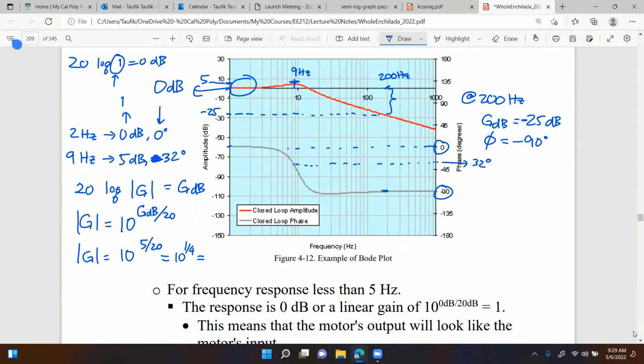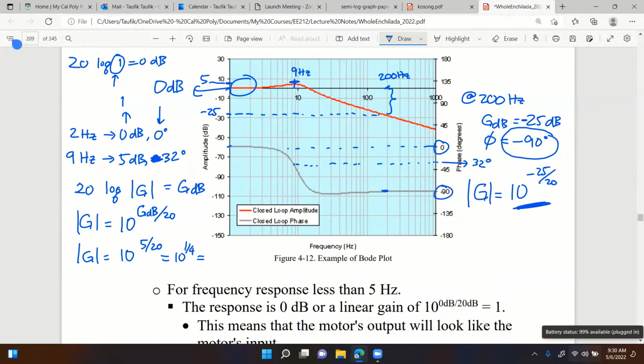What is the fraction? Well, again, you go back from dB to the linear gain. So the linear gain would be 10 to the power of minus 25 over 20. That's the fractional gain that you get at 200 hertz. So you put in 1 volt, and you're getting out less than 1 volt. How much less? That much less, right there. And then it's going to be lagging by 90 degrees. Any questions so far?